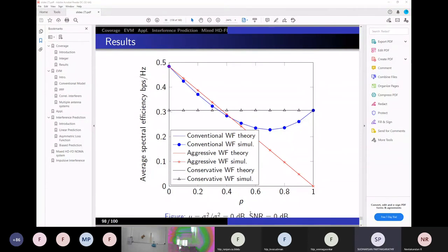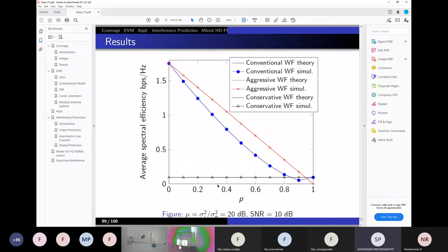At very low values of p, you see that my aggressive water filling performs better than conventional water filling. So my red curve is higher than the blue curve. At higher values of p, you will see that my black line, my conservative water filling, performs better than conventional water filling. My black line is better than the blue line. So always you will find that either of these two schemes, aggressive water filling or conservative water filling, will be better than conventional water filling. This is done for mu equal to 0 dB, where sigma I squared equals sigma n squared.